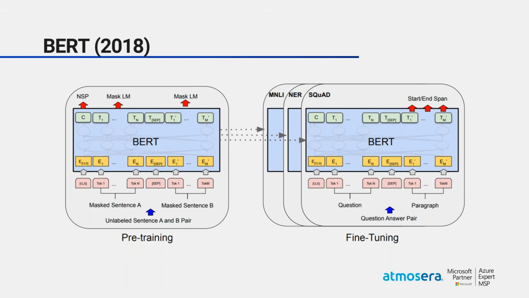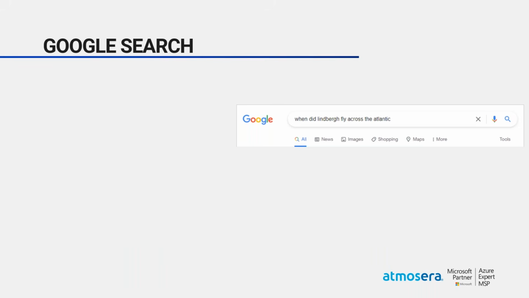So BERT was also a really big deal when it was introduced back in 2013. And again, I'm going to be showing you an example in a few moments of putting BERT to work in an actual application. But Google uses BERT as well. You've probably gone to Google and typed in a question like, when did Lindbergh fly across the Atlantic before? But do you know what actually happens behind the scenes when you type in a question like that? Let me tell you what actually happens.